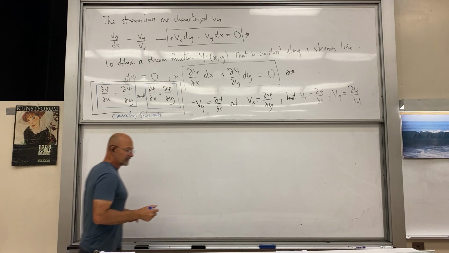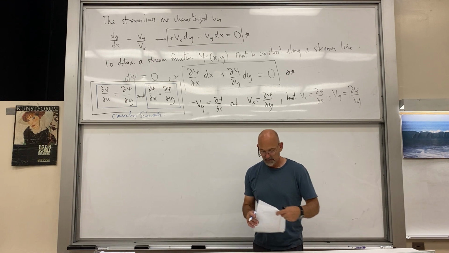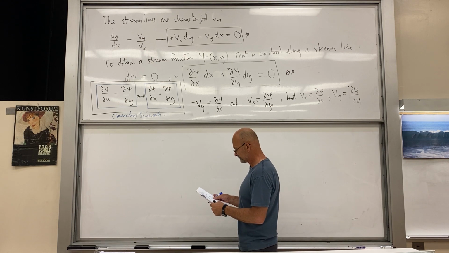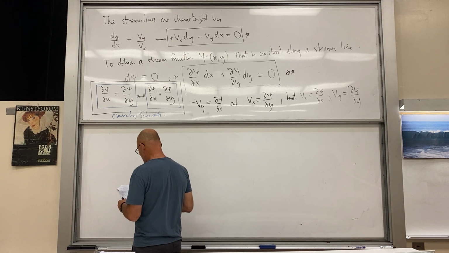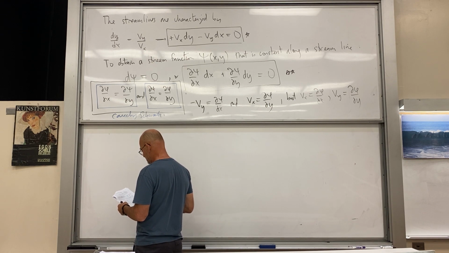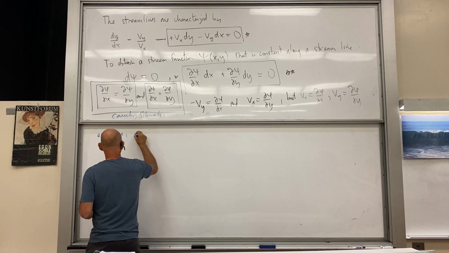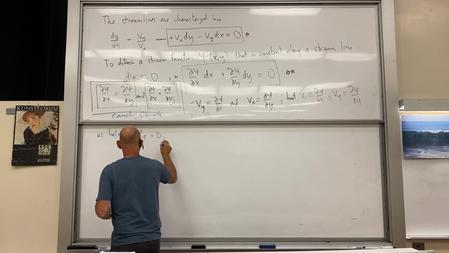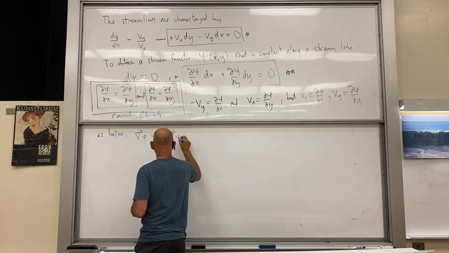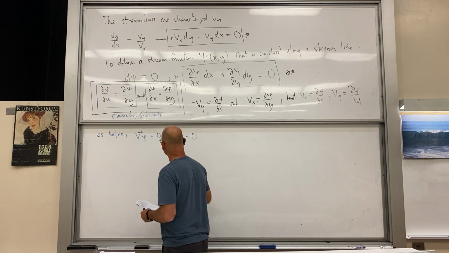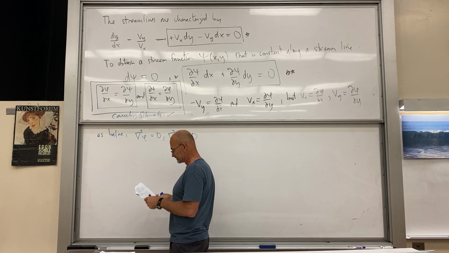Okay, so let's put this down systematically now. So we have the Cauchy-Riemann equations. As before, del squared phi is equal to 0, del squared C is equal to 0. Okay, got the Cauchy-Riemann equations.